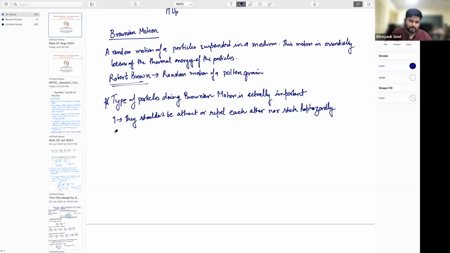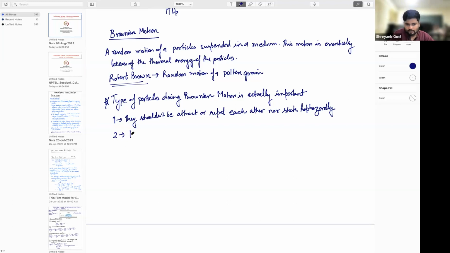So you should be aware that the particles involved in Brownian motion should not have any interaction between the particles. The particles should be as spherical as possible, because Brownian motion experiments are used to calculate the diffusivity of the particles, which can be found using the Stokes-Einstein theorem, and the Stokes-Einstein theorem works well for spherical particles only.